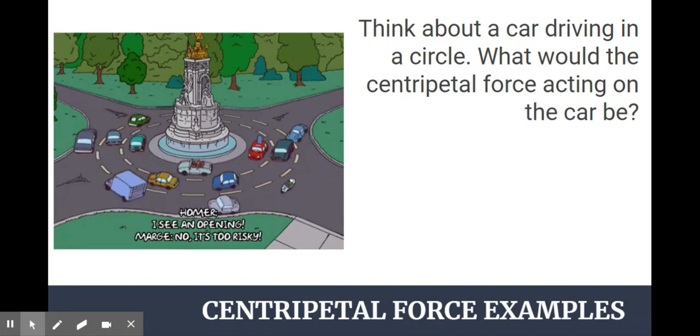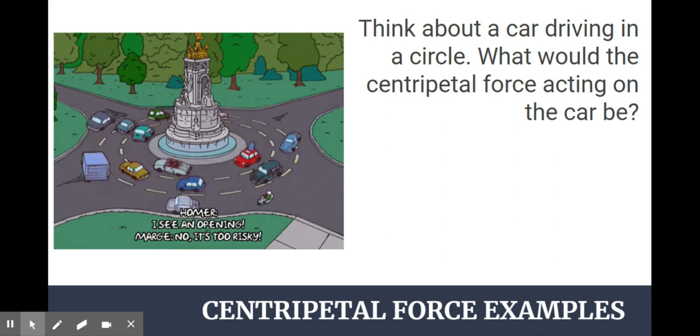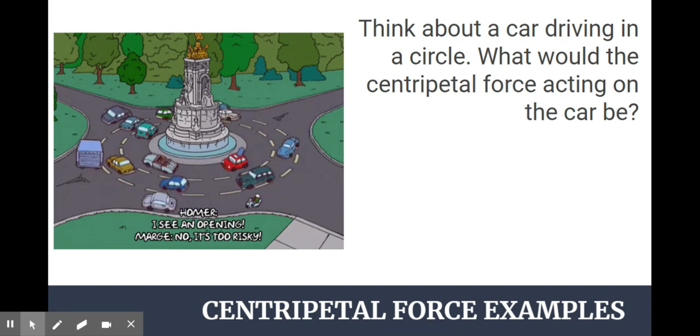So if a car is going in a circle, then in this case, that friction force that allows it to turn in a circle is going to be directed towards the center. It is the centripetal force.